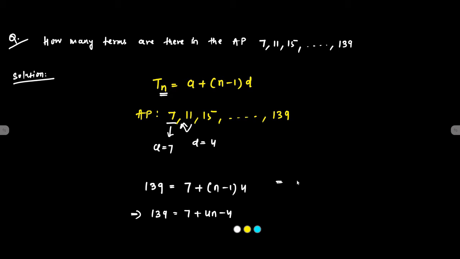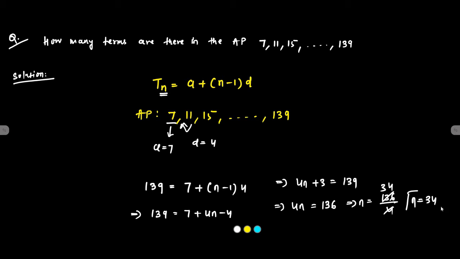That implies 4n plus 3 is equal to 139. That implies 4n is equal to 139 minus 3, that is 136, so n is equal to 136 by 4. So we have n is equal to 34. So there are a total of 34 terms present in the given AP, and the 34th term, that is 139, is the last term. The total number of terms present here is 34.